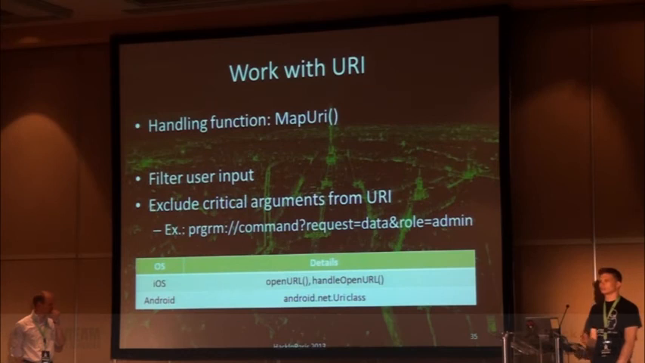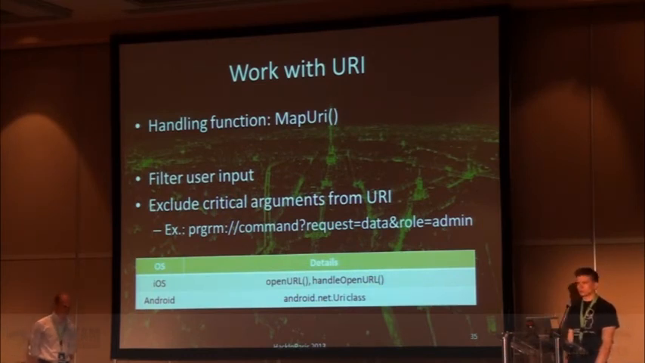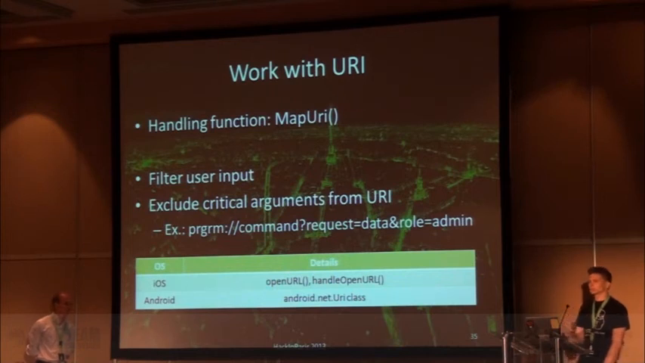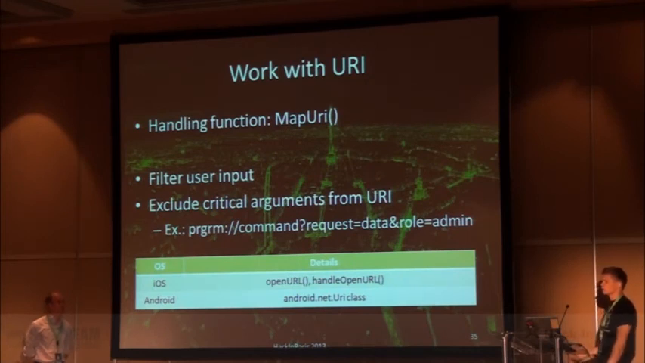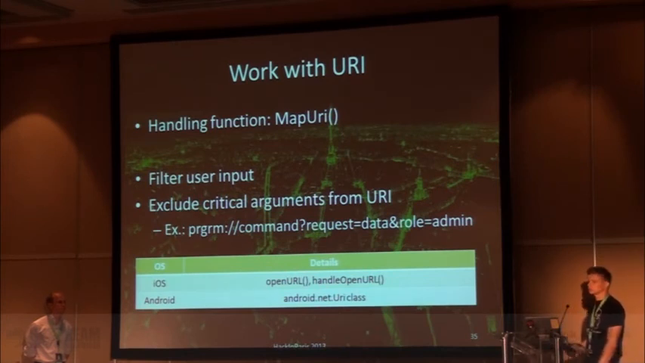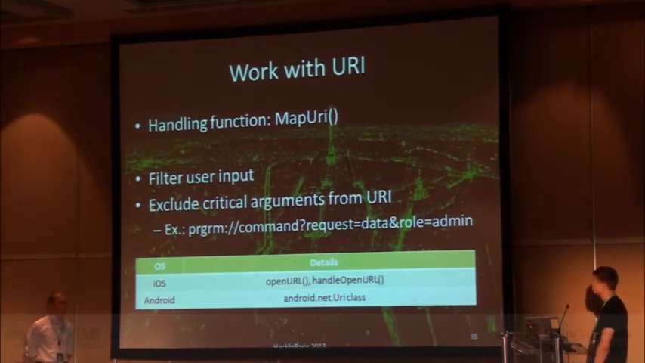One of the new features in Windows Phone 8 is URI association. This is one attack vector. If the code that processes the URI and its parameters is incorrect, illegal actions may be executed. Also, it's not recommended to make any critical or security decision based on URI parameters. All input should be filtered. In iOS and Android, we see the same situation. The developer is fully responsible for handling URIs.